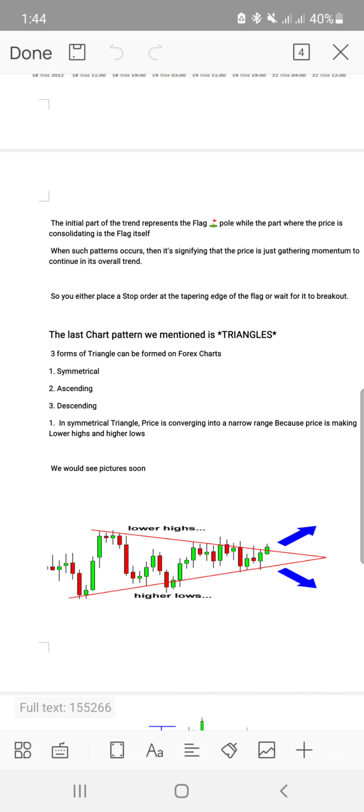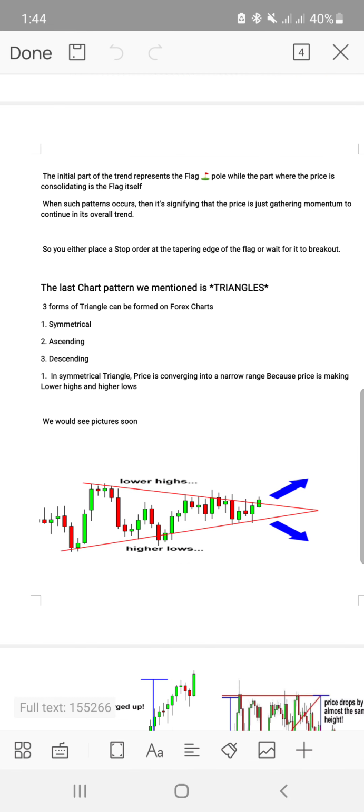Then the last chart pattern we are going to talk about under continuation patterns is the triangles. We have three forms of triangles in forex trading: the symmetrical triangle, the ascending triangle and the descending triangle. Now in a symmetrical triangle, price is converging into a narrow range because price is making lower highs, which is this, and higher lows, which is this. Remember, I talked about higher highs, higher lows, lower highs, and lower lows in candlestick trading analysis.